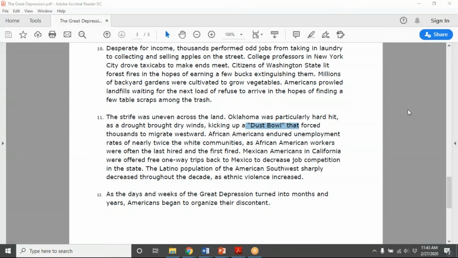You can't blame anybody for it. It's just nature, but it just happened to happen at this exact same time, which just makes things even worse. So the Dust Bowl period is happening at the same time as the Great Depression.